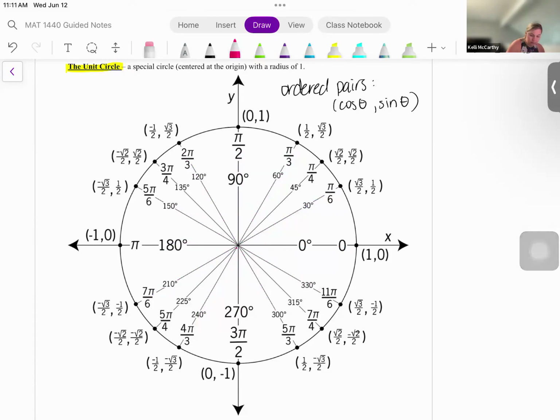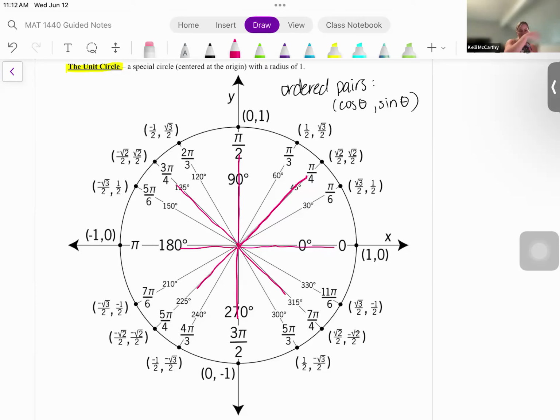Similarly, we've got values of pi over 3. So here's 0 pi over 3, 1 pi over 3, 2 pi over 3, 3 pi over 3 is pi, 4 pi over 3, 5 pi over 3, and then 6 pi over 3 or 2 pi. And then pi over 4: 0 pi over 4, 1 pi over 4, 2 pi over 4 simplifies to pi over 2, 3 pi over 4, 4 pi over 4, 5 pi over 4, 6 pi over 4, 7 pi over 4, 8 pi over 4, so on and so forth.